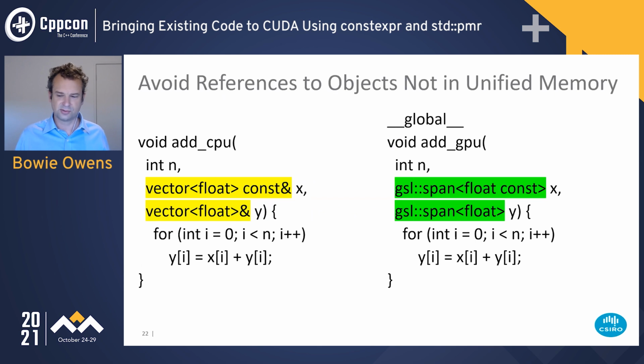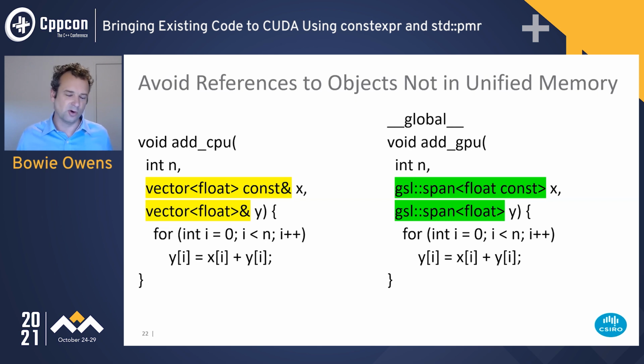If our objects are allocated on the stack instead of unified memory, we need to avoid passing the object itself to the kernel functions. So in the example on the left, it's fine for the CPU to receive X and Y when adding them together by reference, but on the GPU, this will be problematic. Instead of passing them by reference, we can convert them to some kind of spanning type, or perhaps even just a bare pointer, and pass that by value.